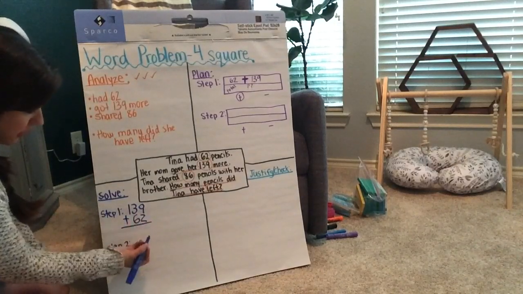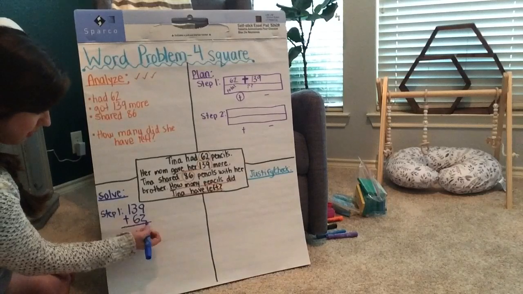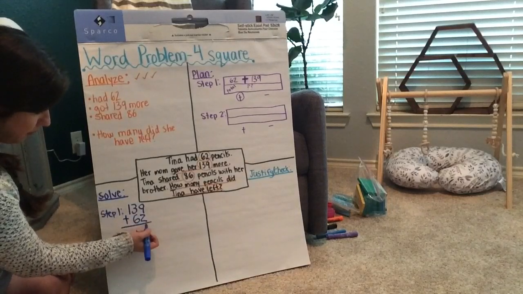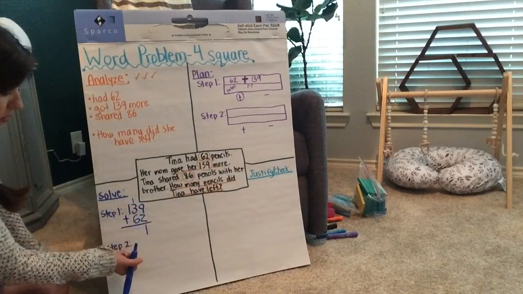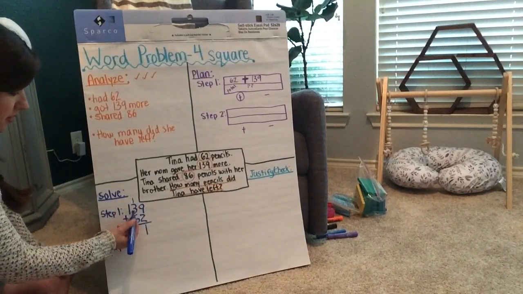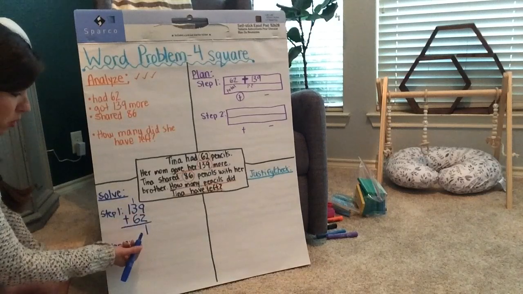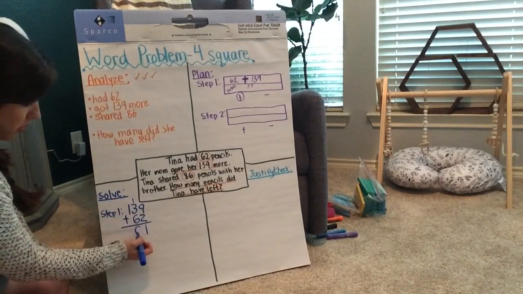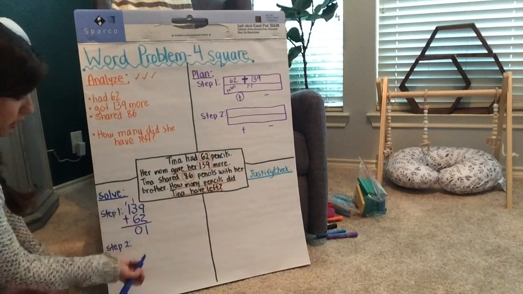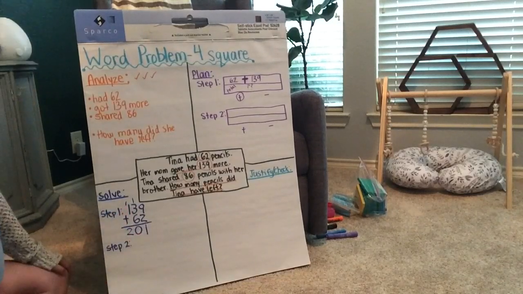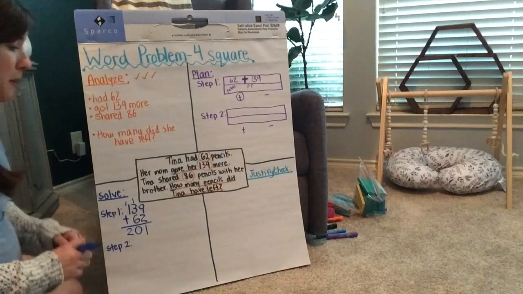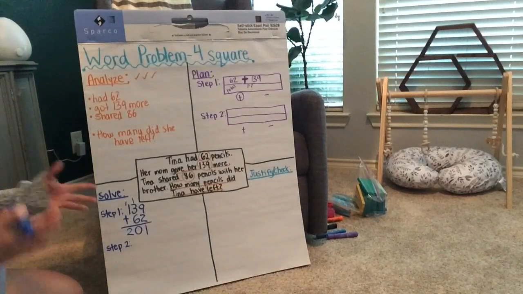So 9 plus 2, so 9, 10, 11, and then I would carry my 1 over to the tens place. 6, 7, 8, 9, and then 1 more makes it 10. So I would put my 0, and then I would carry my 1. 1 plus 1 is 2. So I officially have my very first answer.